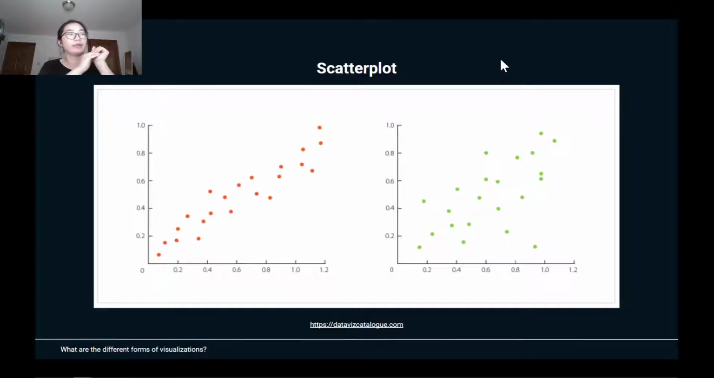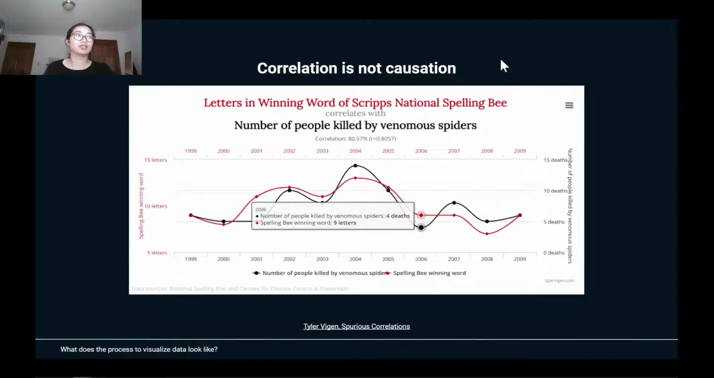Scatter plot. Scatter plots are really useful in that you can show the relationship between two variables. Usually it helps you see correlations. Correlation is a way to assess how strong the relationships are between variables. It's important that I emphasize that correlation is not causation.